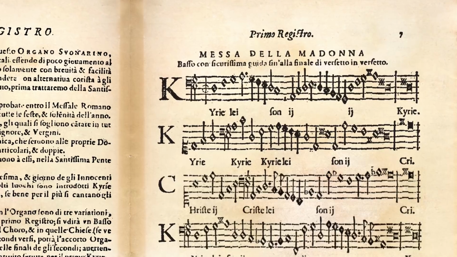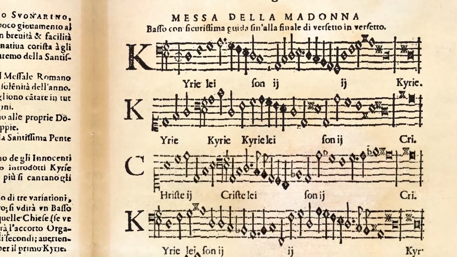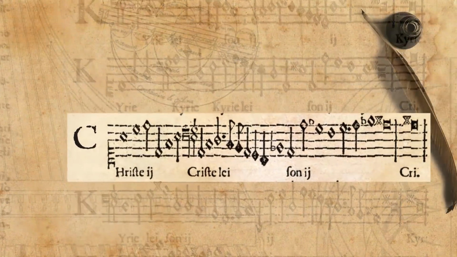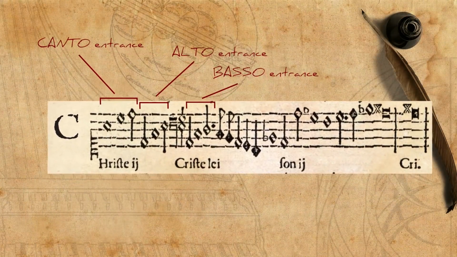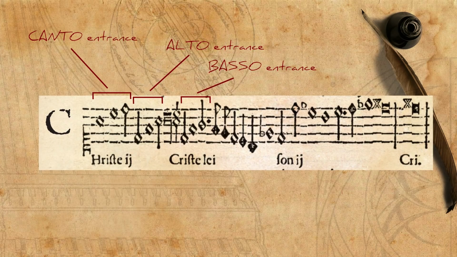According to the rules of counterpoint, the organist was free to play basically whatever he wanted above this bass. But if we look more closely, Banchieri sometimes gave hints for a polyphonic fugal realization. Here is my realization of this Christe eleison versetto.